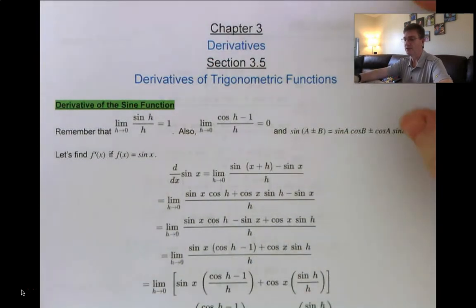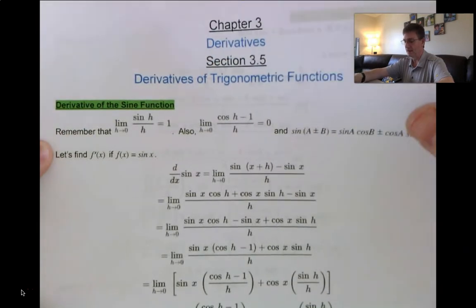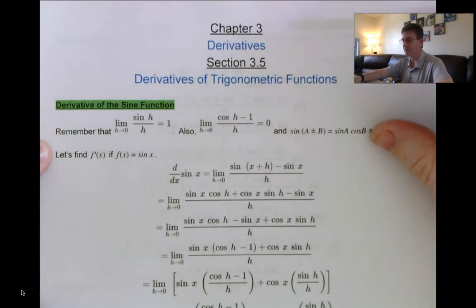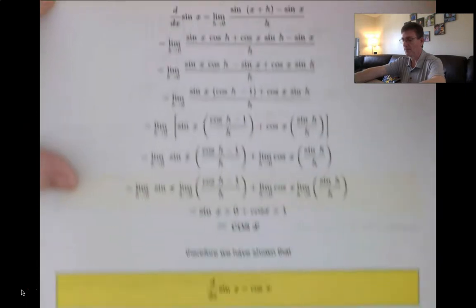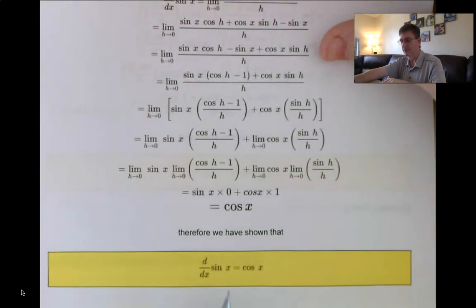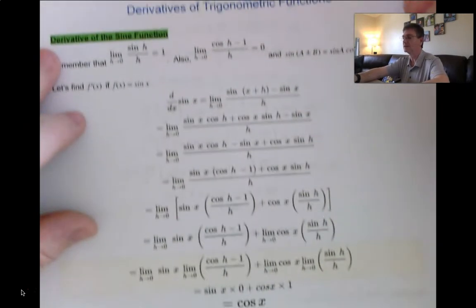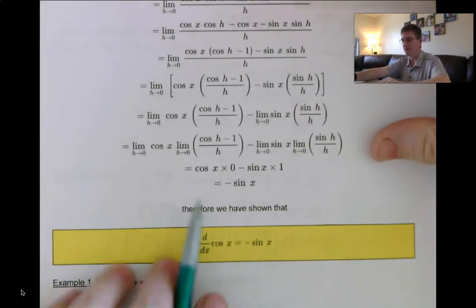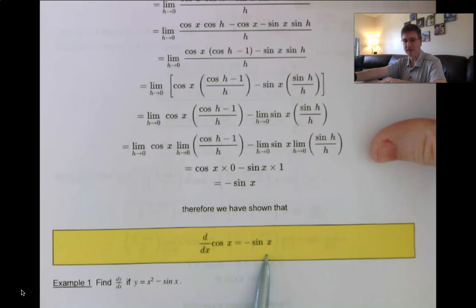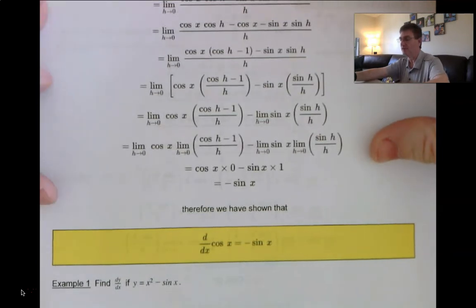The first two pages show you why the derivative of the sine of x is what it is, and why the derivative of cosine x is what it is. You don't need to memorize these. This is just for people who are interested in where these things come from. You do have to memorize that the derivative of sine of x is cosine of x, and that the derivative of cosine of x is negative sine of x. That's something that you're going to have to know.